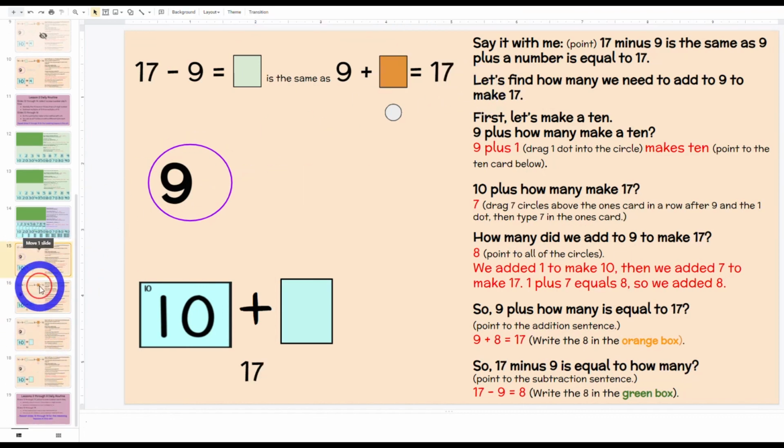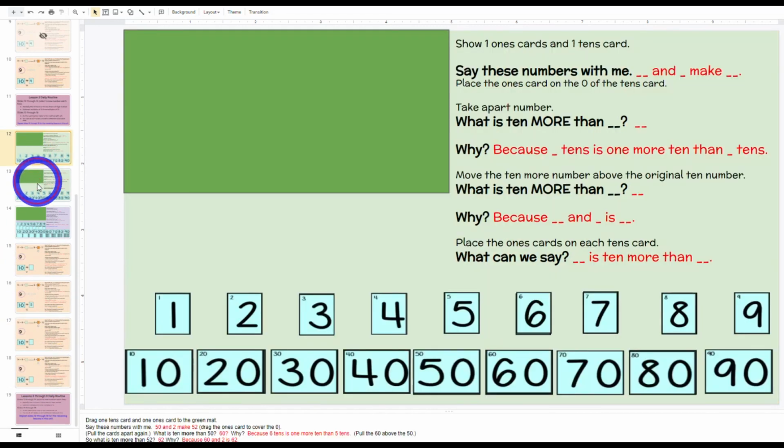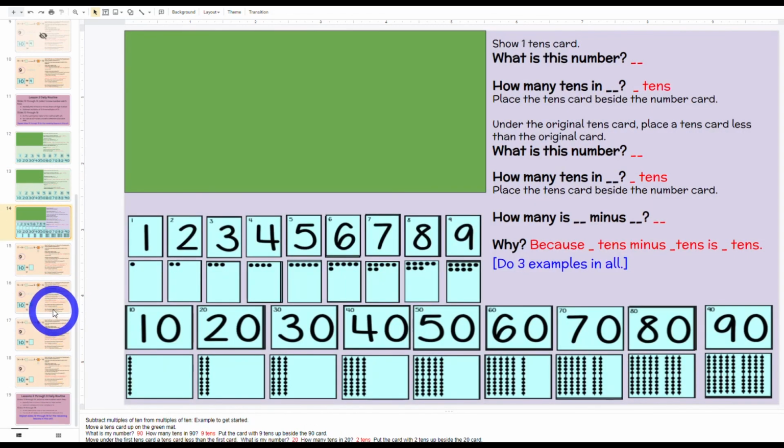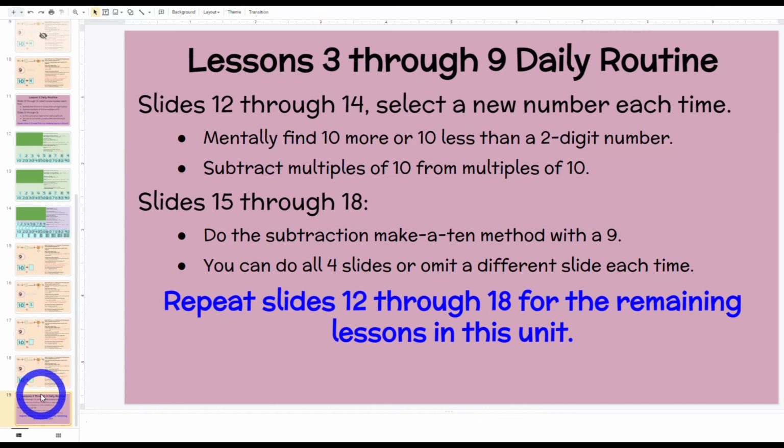So you have 4 different examples, but you use as many as you can within that 10-minute time frame. So you've done this slide, 10 more, 10 less. You've done subtracting the decades, and then you'll do a couple of slides for whichever you have time for. Once you get to slides lessons 3 through 9, you can see that all repeats. So you'll just continue to use these slides for the entire unit.